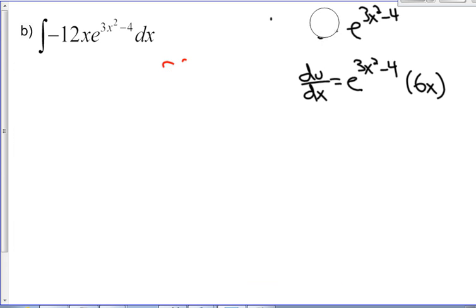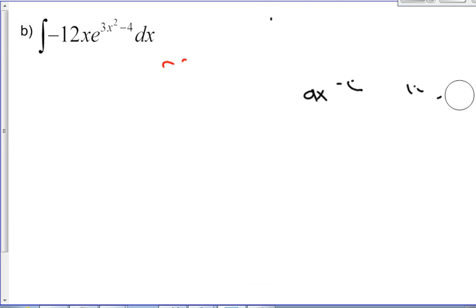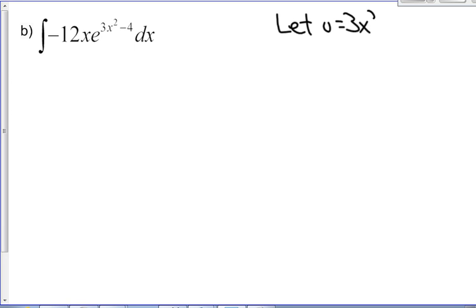So typically in an exponential question, the u is what is in the exponent. And that will be the case here, and you'll see how it works out. So u is going to be 3x squared minus 4. Now that I've said that, let me just find its derivative. Derivative of 3x squared minus 4 is 6x.